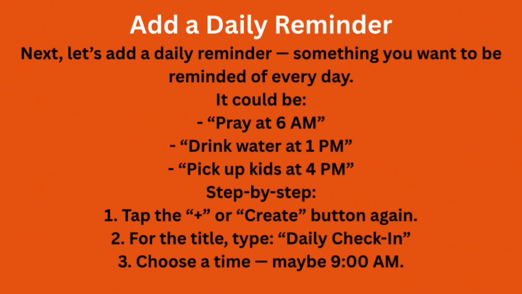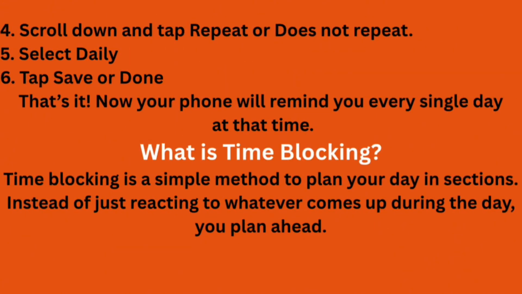Add a daily reminder. Now, if you want to add a daily reminder to your calendar, let's add it. Something you want to be reminded of every day. It could be pray at 6 a.m., drink water at 1 p.m., pick up kids at 4 p.m. Step by step. Tap the plus icon or create button again. For the title, type daily check-in. Then choose a time, maybe 9 a.m. Then scroll down and tap repeat or does not repeat. Select daily. Tap save or done. That's it. Your phone will remind you every single day at that time.